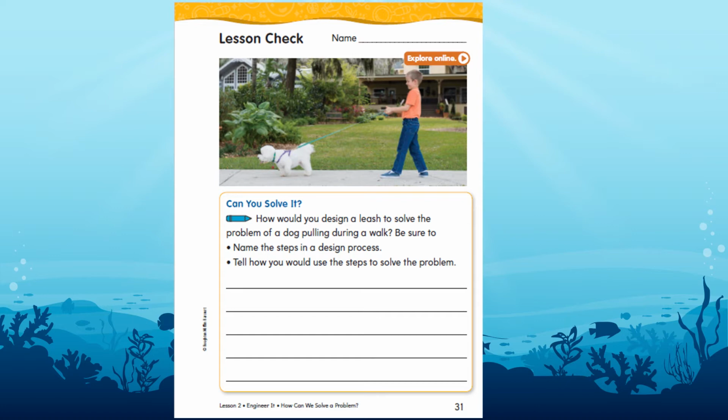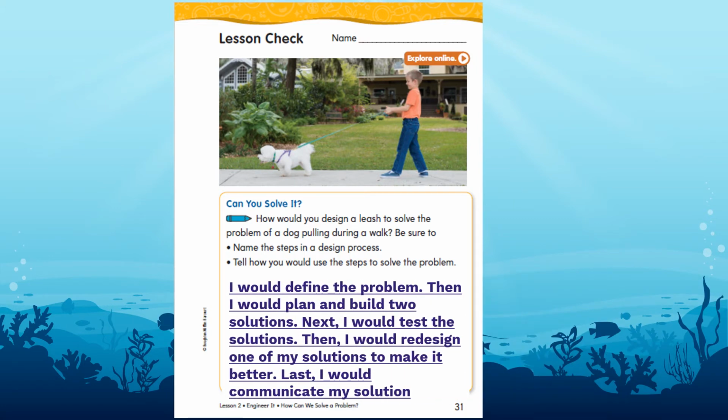I would define the problem first, then I would plan and build two solutions. Why would you need two solutions? Because it's not always necessary that the first solution you think of actually works. If it does not, you should have a backup solution with you. Next, I would test the solution and then I would redesign one of my solutions to make it better. Lastly, I would communicate my solution to others so that they can use the same solution, and if needed, they can make changes to it and make it better.